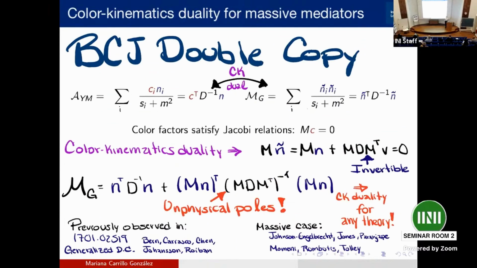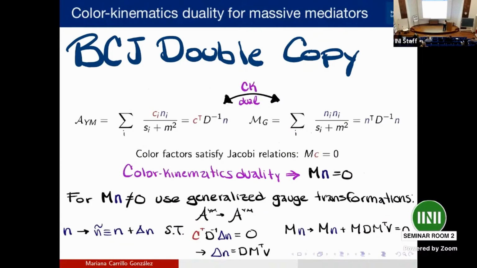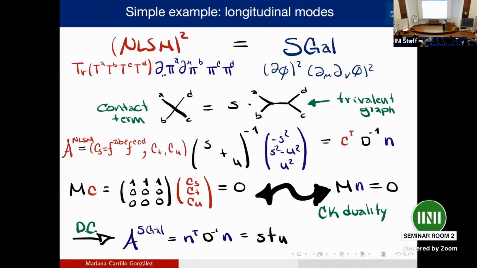Yes? Sorry, I couldn't hear. So M is going to be what gives you a Jacobi relationship. So this is the simple example in 4D. In 5D, I think it's a 9x9 matrix that basically just gives you a relationship between your structure constants that satisfy the Jacobi relationship. So it's just telling you about the algebra of your SU(N).